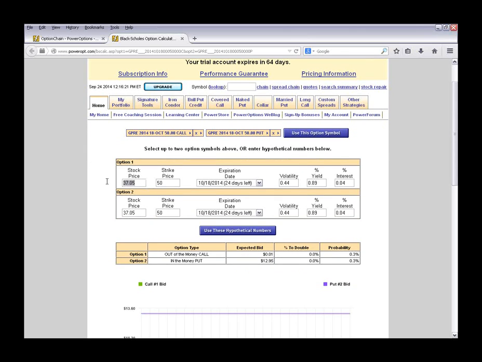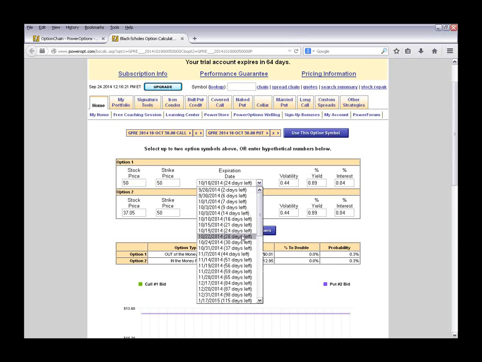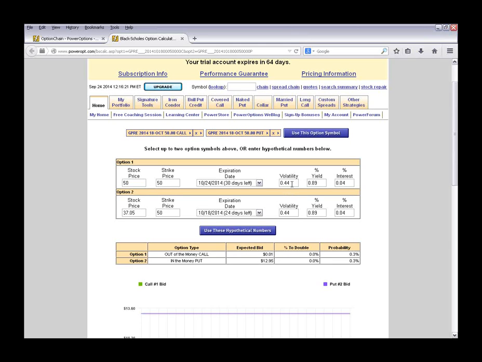Now very simply, let's change our values. It doesn't have to be GPRE, we're just going to use a fictional stock. So we're going to set our stock price at $50, strike price at 50, set our expiration to 30 days out, and the volatility, let's put it down at 0.25 where we started before. I'm going to take out the yield for the dividend. Let's just leave that at 0. And of course, the interest rates will remain the same.